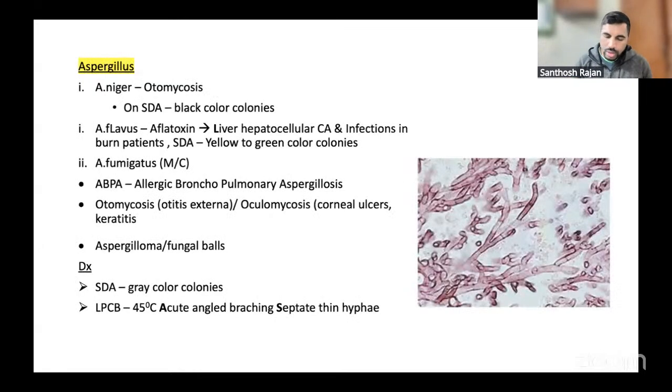And of course, if you culture it on SDA agar, the colony color will be different like this, and accordingly you can identify it. This is Aspergillus. I've explained everything nicely already. You can see Niger, Flavus, Fumigatus. Everything is mentioned: allergic bronchopulmonary aspergillosis, fungal balls, and black colonies. Acute angle septate hyphae, 45-degree acute angle, exactly like this. You see the picture. Very simple and easy.